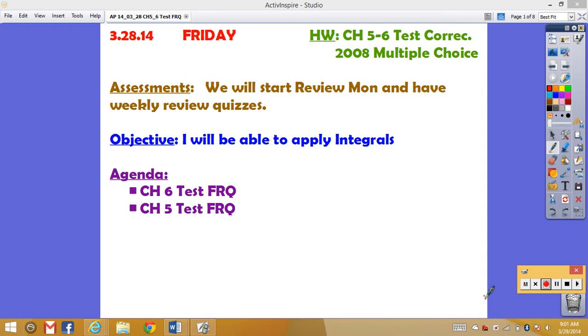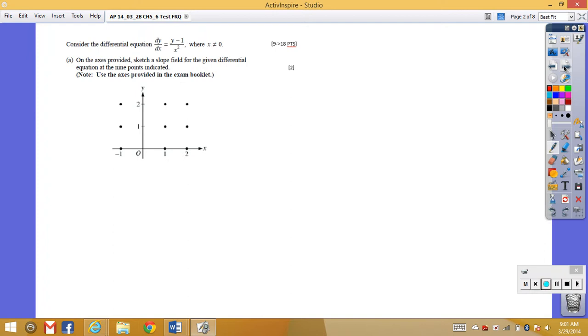So let's start off with, I'm actually going to go backwards. I'm going to do the Chapter 6 free response question first, because there's only one of them. And then I may just do another video for the Chapter 5, because it'll be pretty long. So starting off, the first question that you got was, given the differential, create the slope field. So I'm actually not going to go through and do all of them. I want to mention a few important ones.